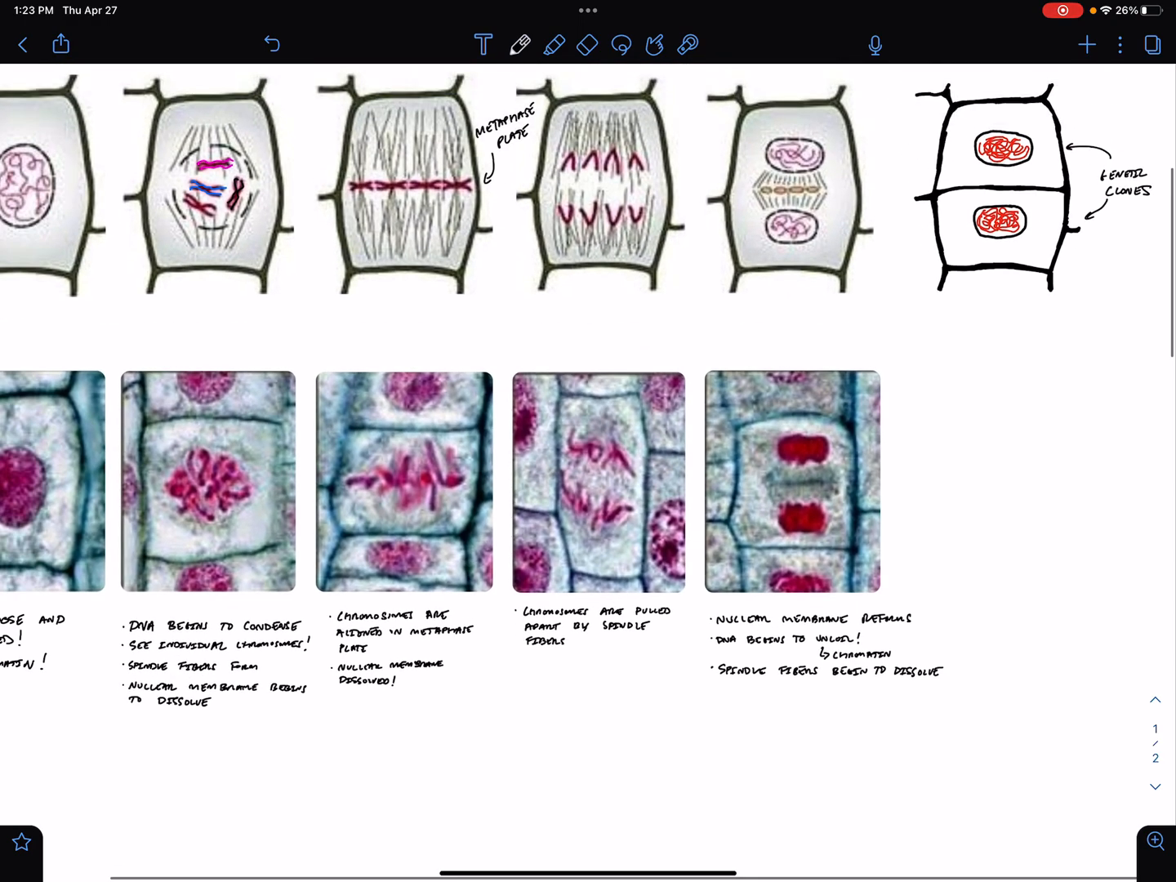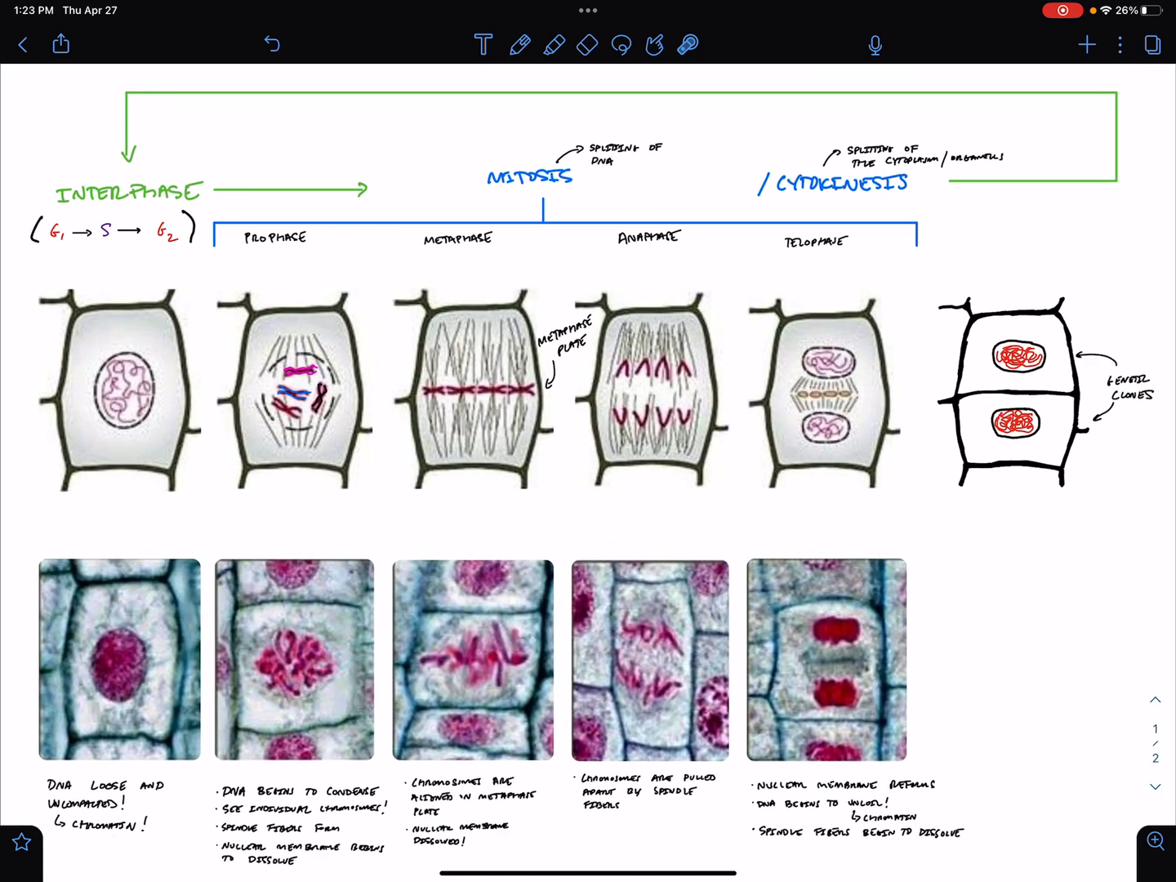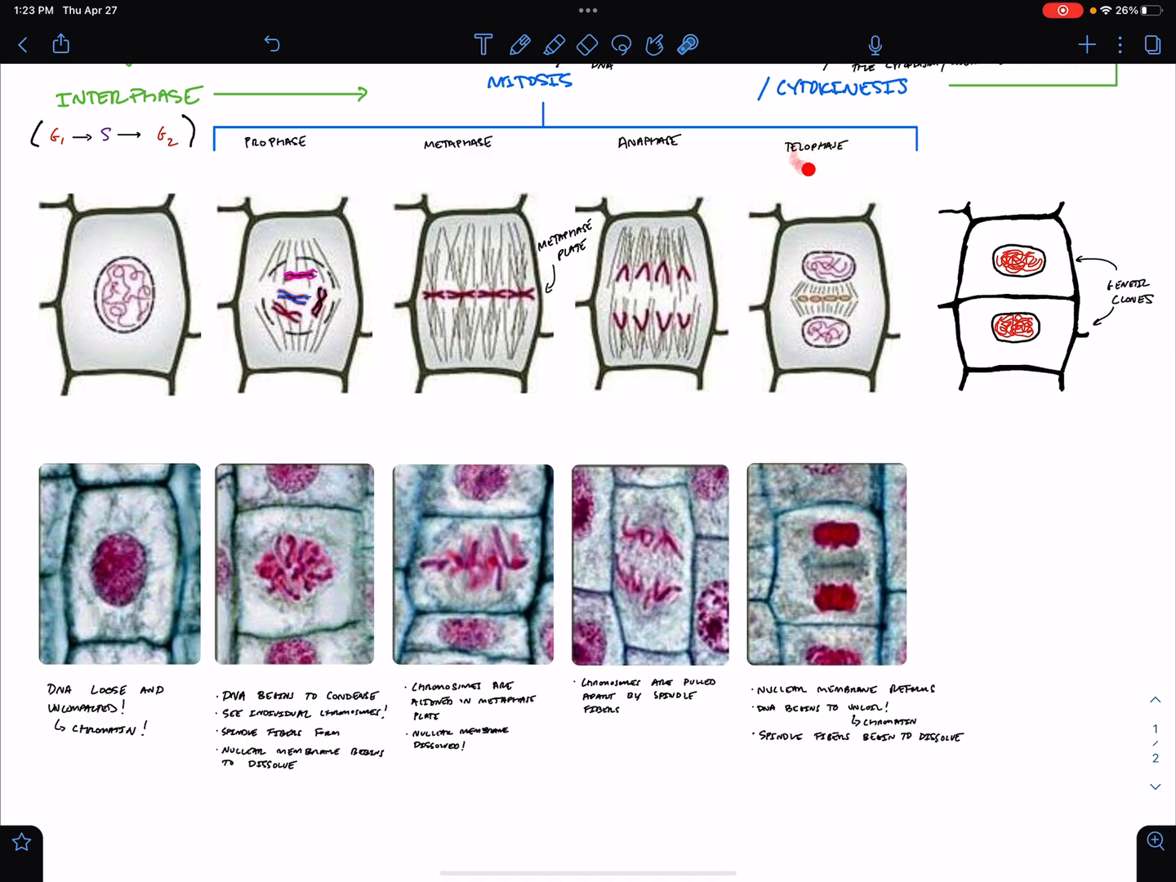And then at the same time that this is happening inside the nucleus, the organelles have been pulled and divided. So this cell has a little rough ER, this cell has a little rough ER, this cell has a little smooth ER, chloroplasts are on both sides, mitochondria are on both sides. So that's the cytokinesis part of all of this. So this is happening simultaneously with telophase, which is concerned with what's happening to the nuclear envelope and the DNA and the spindle fibers.